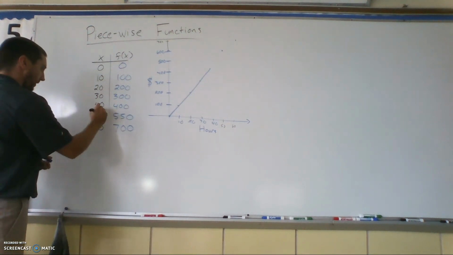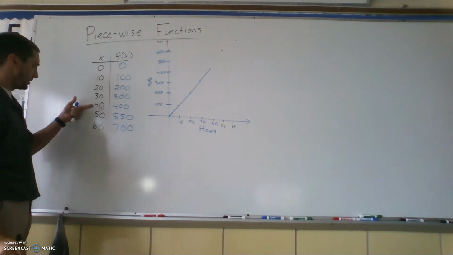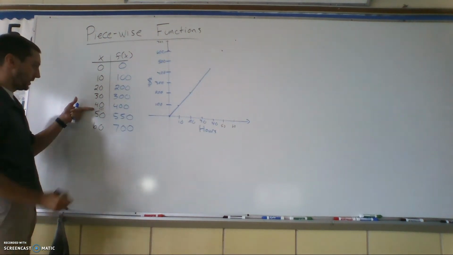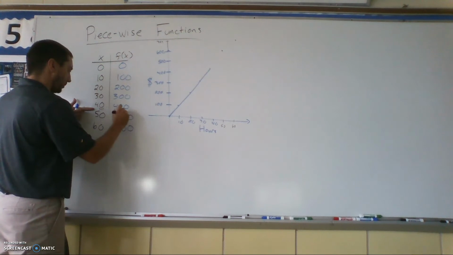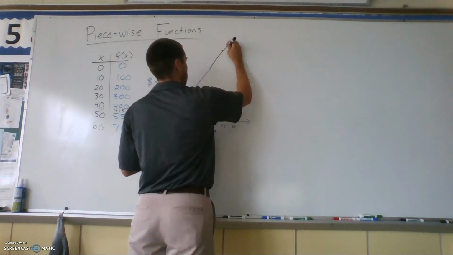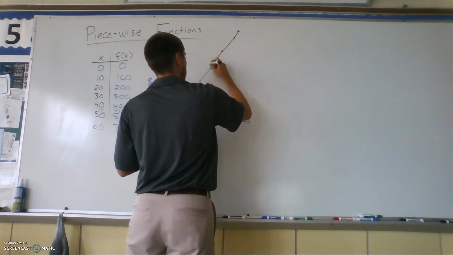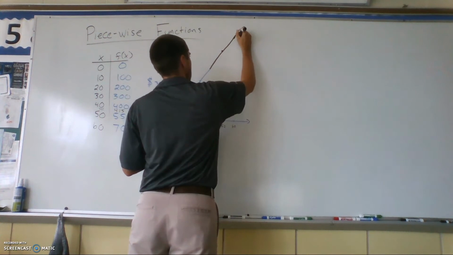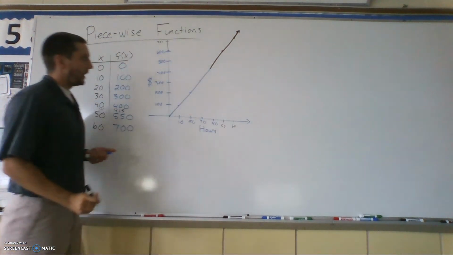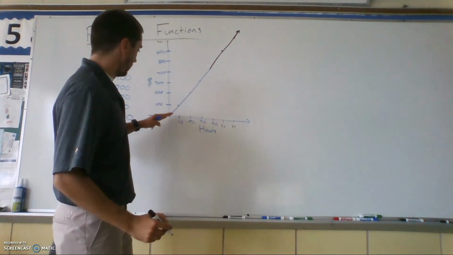What if I added 41 hours? How much am I going to make? Well, that's going to be 400 plus that extra hour would be 15, so 415. So what happens here is it's still linear, but now I just have a steeper line.